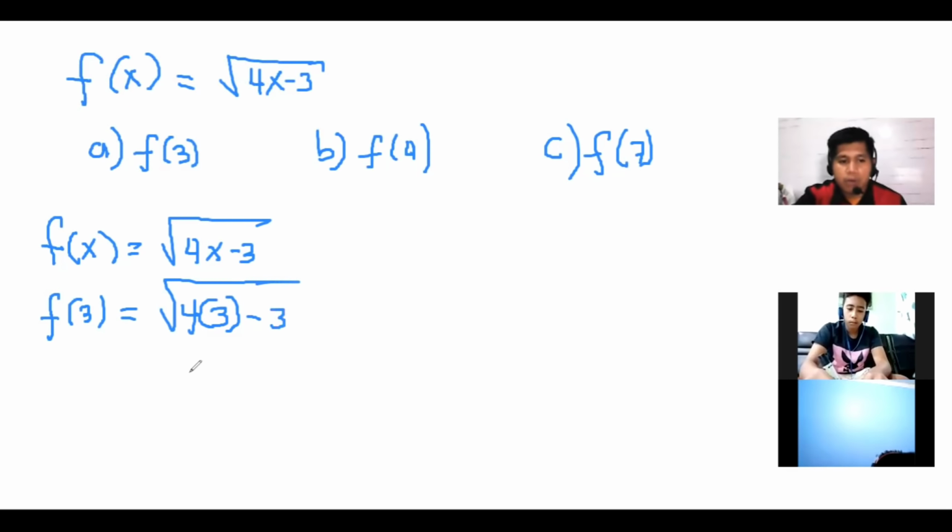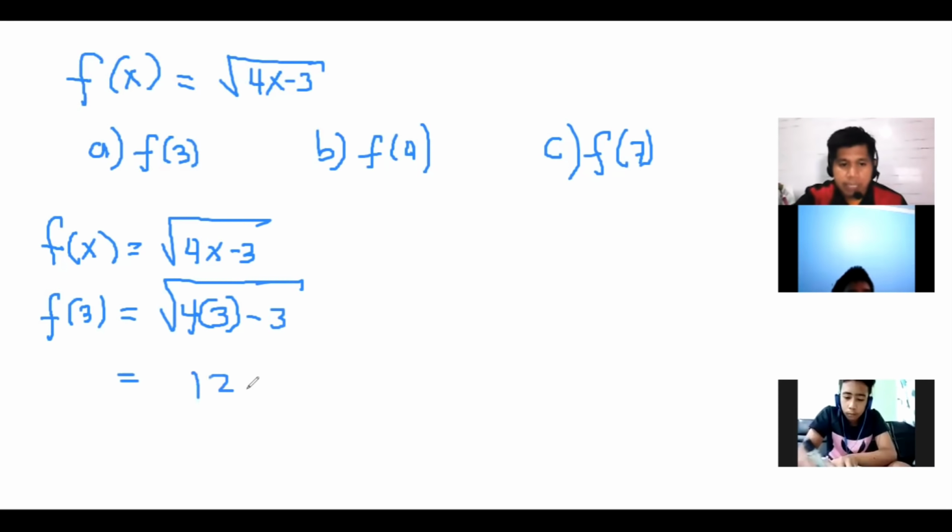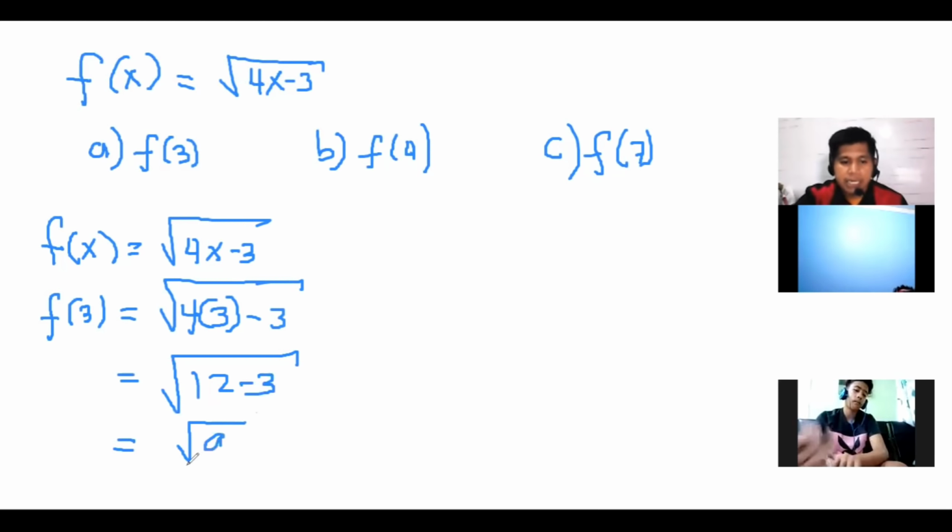Now we're going to simplify our function. What is 4 times 3? 12. Very good. Minus 3, but don't forget to write your square root. Let's simplify further. What is 12 minus 3? 9. Yes. And we can get the square root of 9, which is 3. So if our function is f of 3, our answer for the square root of 4x minus 3 is equal to 3.